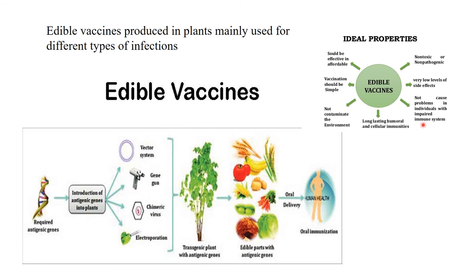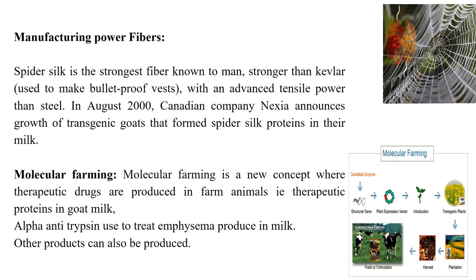In immunocompromised patients there is no side effect. Long lasting humoral and cellular immunities, no contamination to the environment. And a vaccine should be simple, effective and affordable. It is very cost effective, not so expensive, everyone can afford it. When you eat the fruit, you become immune to infections at the same time. Manufacturing power fibers. Spider silk is the strongest fiber known to man, stronger than the Kevlar used to make bulletproof vests, with an advanced tensile power than steel.